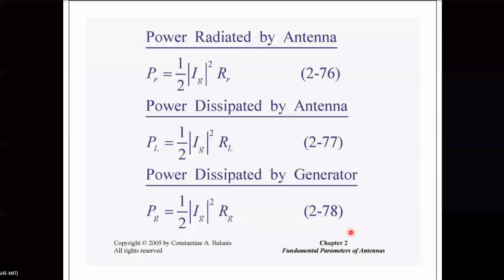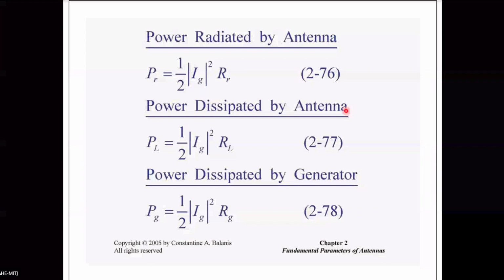Power radiated by the antenna: how do you get the power radiated by the antenna? Half IG square into RR. Why has the half come here? Because we are taking the RMS value. So don't think that IG is DC. It is not DC. Here this is magnitude of IG square by 2, because we have to take the RMS value, I RMS into RR is the real power. So IG square by 2 into RR represents the radiated power because RR represents the radiation resistance.